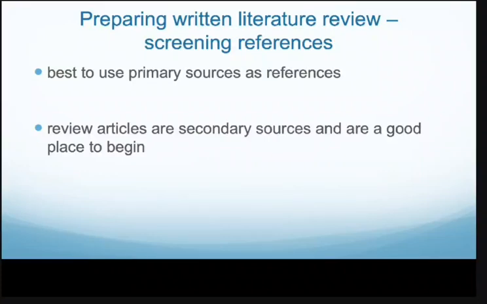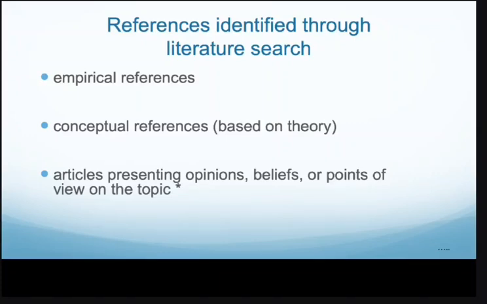Review articles are secondary sources. They're a good place to begin because you can look at the references at the end, but they're not the optimal resource to use when we're looking for original information. During a literature search, we can find empirical references that have studies that have been performed that tell us sensitivity, specificity, as well as the number of individuals who were studied. Empirical means numbers.